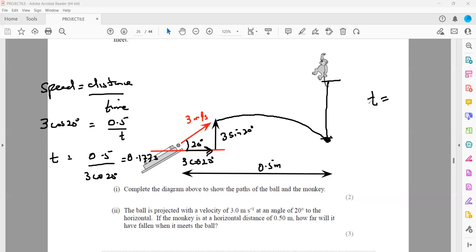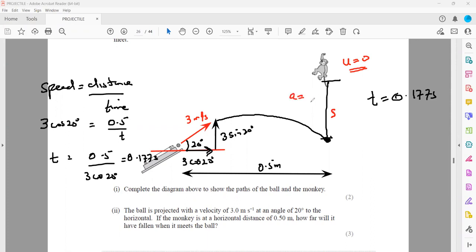When they meet, it means the time taken by the ball to cover 0.5 meter and the time taken by the monkey to fall is the same, equal to 0.177 seconds. Now we only consider the distance covered by the monkey. As the monkey is a falling object, the initial velocity is always zero. The time we have is 0.177 seconds. We want to find how much distance or height it covered, so we can use an equation of motion.